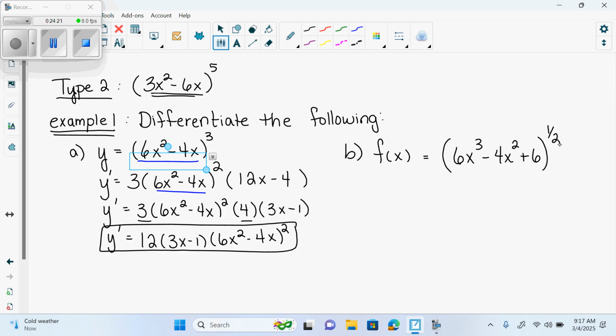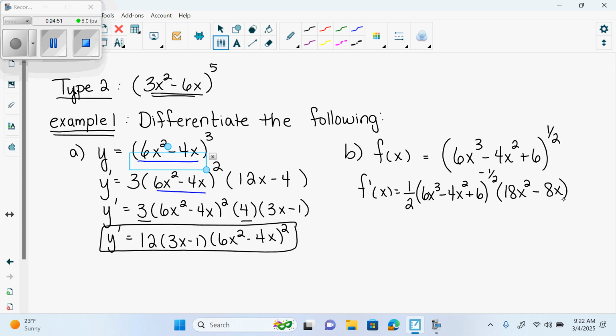All right. f prime of x. Rewrite it. There's a half outside. Rewrite the inside. What's it going to be to the exponent of? Negative a half. And then the inside is what? 18x squared minus 8x.